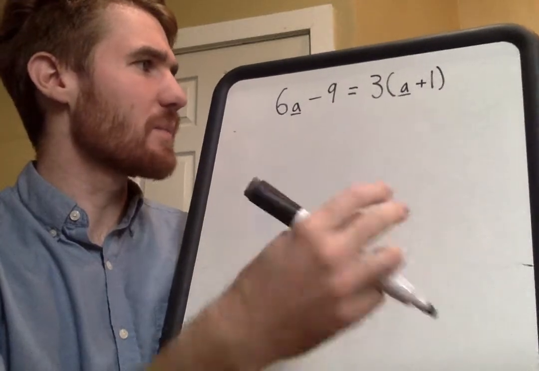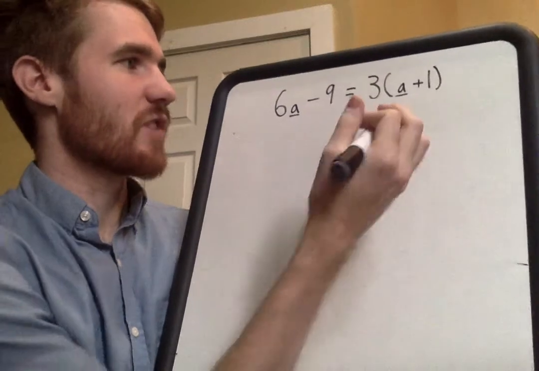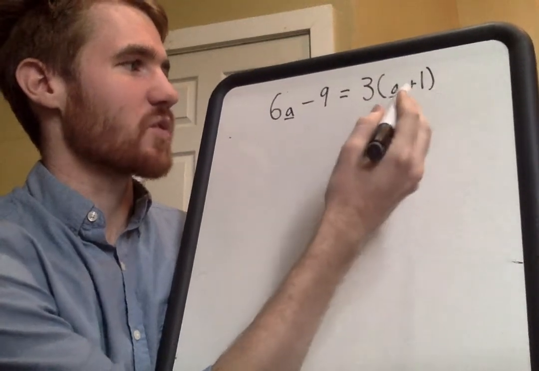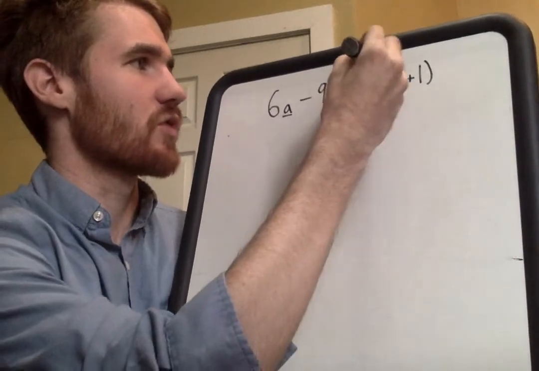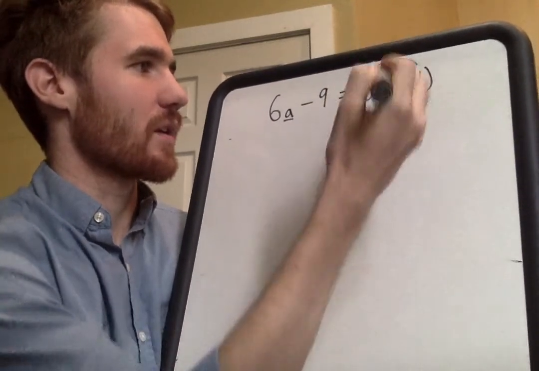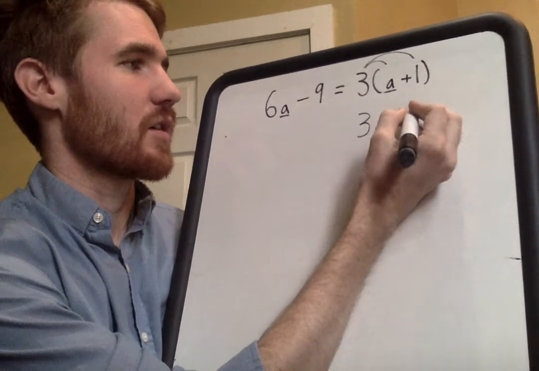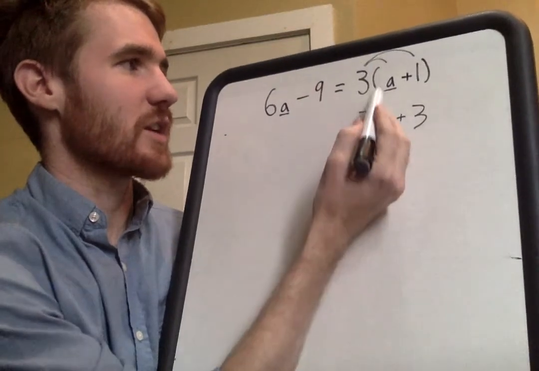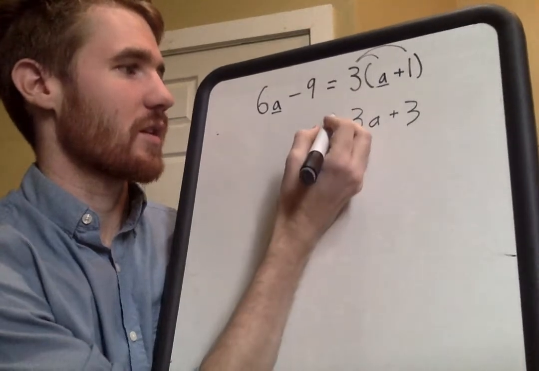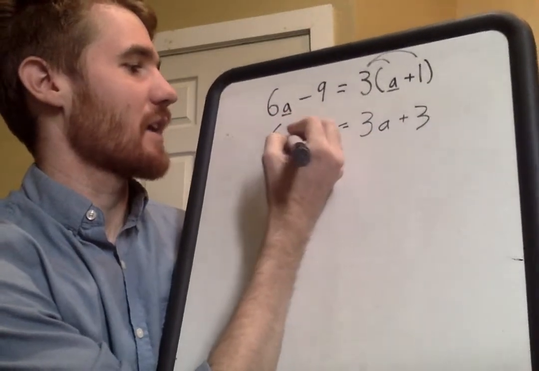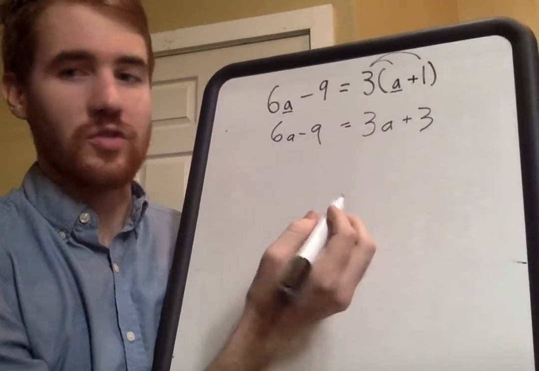The first step is we need both sides of this equation to be simplified. We want them to be as simple as possible. Right now we've got 3 times (a plus 1). So one thing we can do to simplify this right off the bat is distribute. So we're going to do 3 times a and 3 times 1. So this side is going to become 3a plus 3. Now these two expressions are the exact same thing, they're just written in a different way. And this way is easier to work with. Now we've got 6a minus 9 equals 3a plus 3.